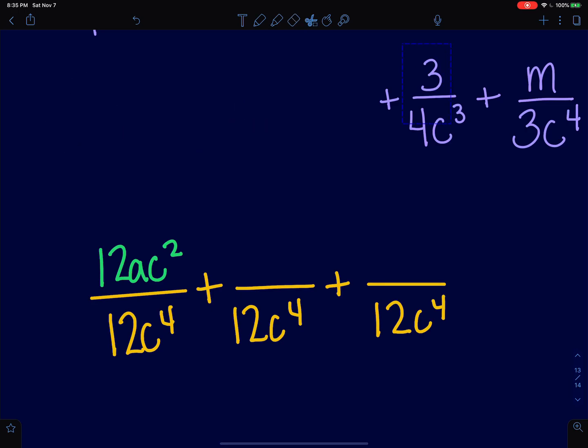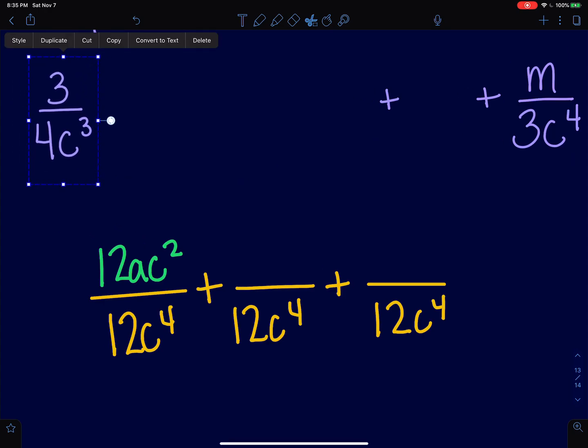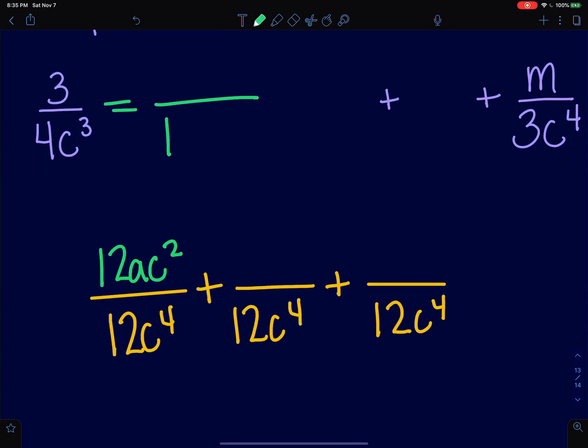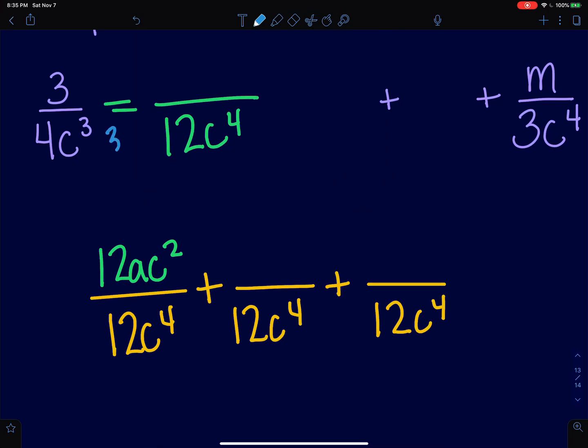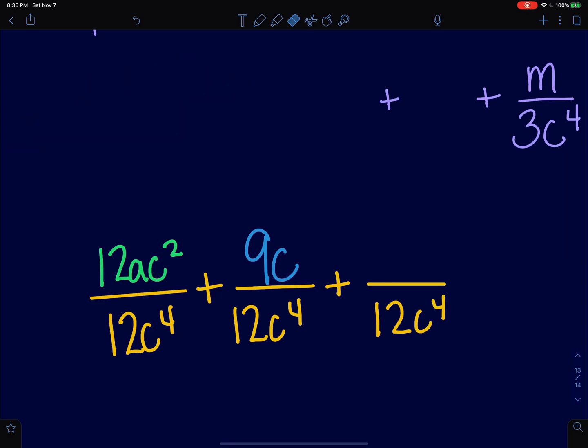Now, this one. What do I need to do to make this something over 12c to the 4th? Well, I need to multiply the bottom by 3 and then 1 more c. And the top I need times 3 and 1 more c. So it's going to be 9c. Okay. Easy peasy lemon squeezy. Hopefully I'm not going too fast.